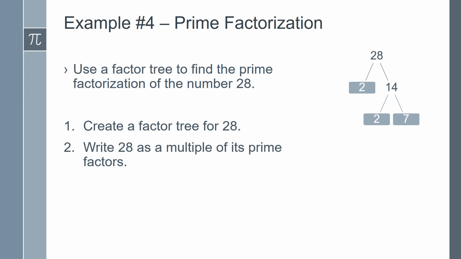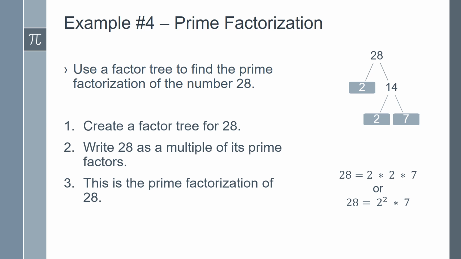Step 2. Write 28 as a multiple of its prime factors. So we have 28 equals 2 times 2 times 7, or 28 equals 2 squared times 7. This is the prime factorization of 28.